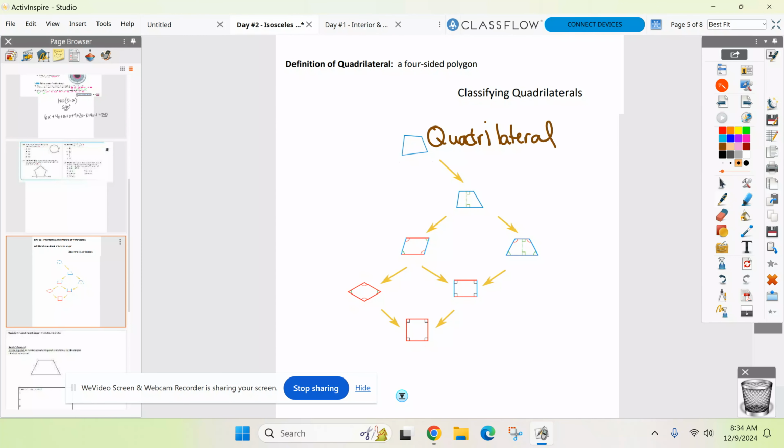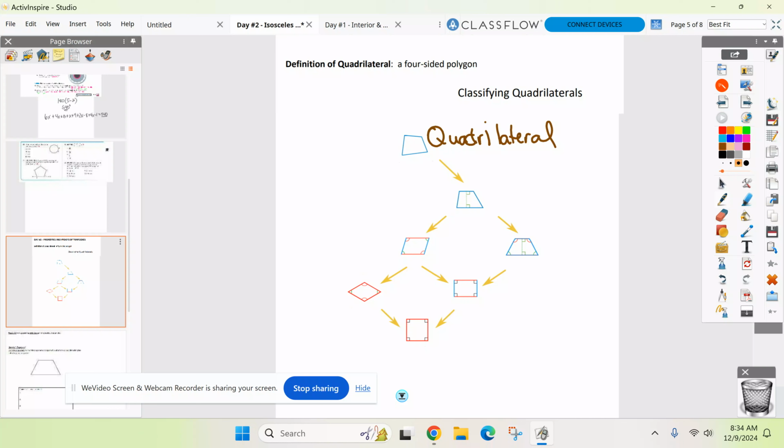Any four-sided figure can be called a quadrilateral, right? And the only thing you guys know about it, you learned on Friday: anybody remember the number of degrees inside? Quadrilateral, four-sided figure. 180 times 4 minus 2, 360 degrees. Okay, that's all I know about it.